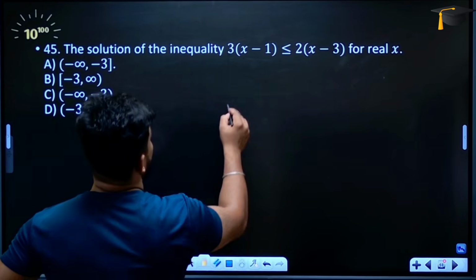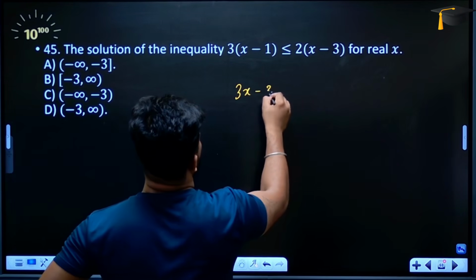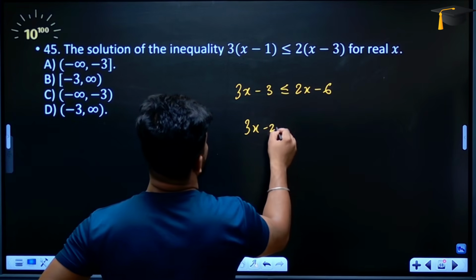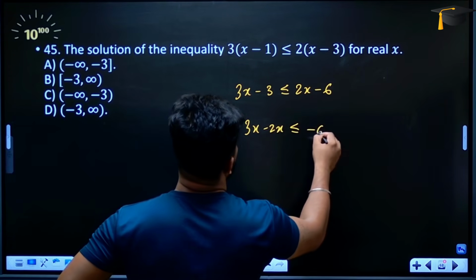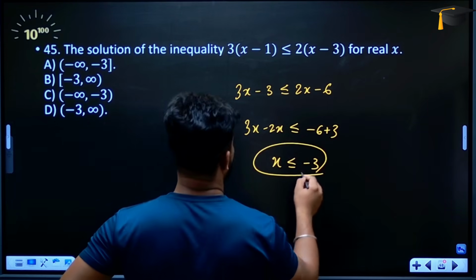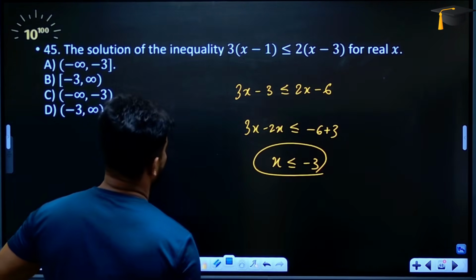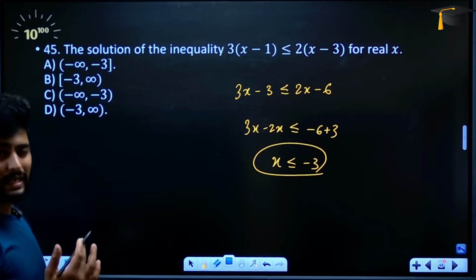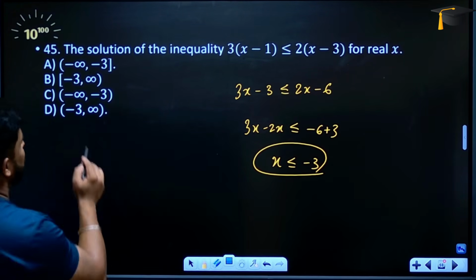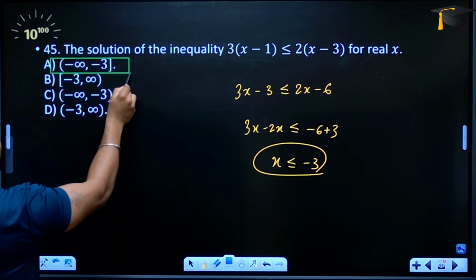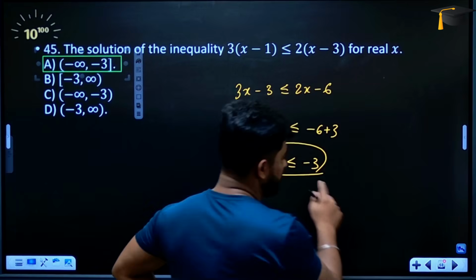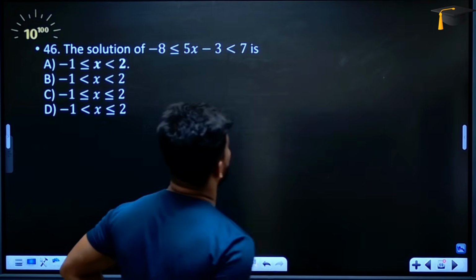Okay, let's solve this. It is 3x minus 3 less than or equal to 2x minus 6. So 3x minus 2x less than or equal to minus 6 plus 3. So x less than or equal to minus 3. x less than or equal to minus 3, that is, less than minus 3. Option A is there, right? Correct. Less than or equal to symbol, that's why it's a square bracket.